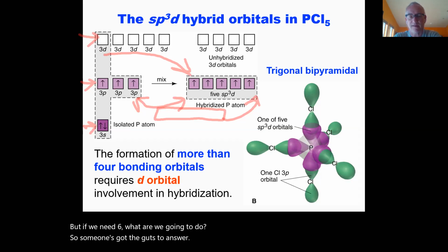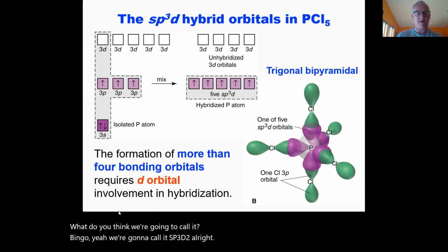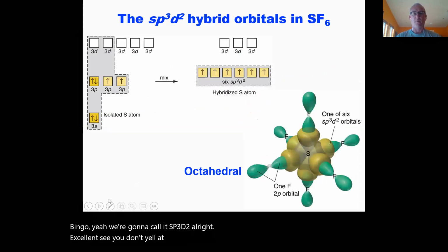Will it change the orbital? We'll need another orbital. Where's it going to come from? So now we'll need 6 orbitals. So we'll have 1 s and 3 p. Where are my other 2 going to come from? From d? Yeah, so what do you think we're going to call it? sp3d2? Bingo. Yeah, we're going to call it sp3d2. All right. Excellent. See, I don't yell at you that much. There we go.